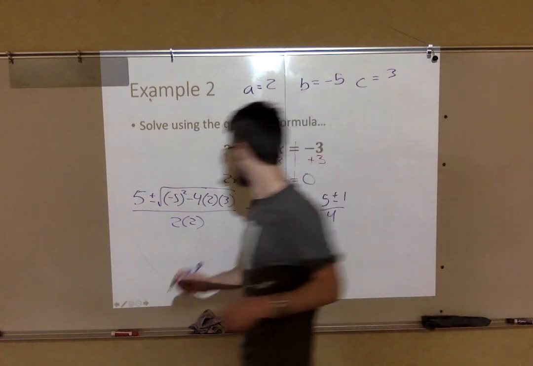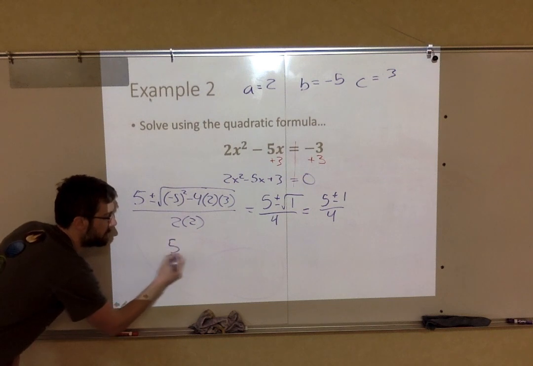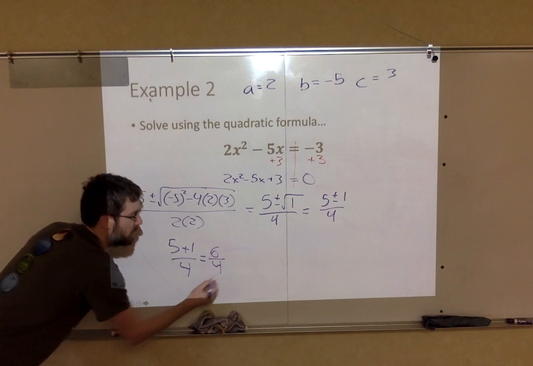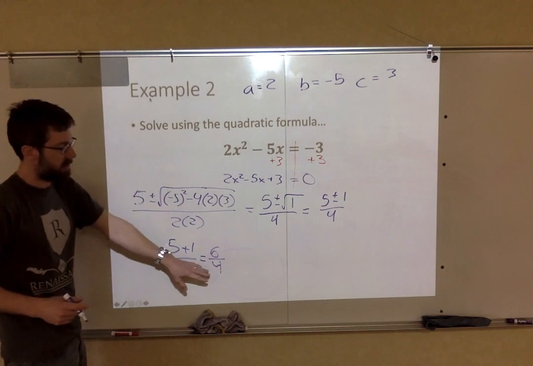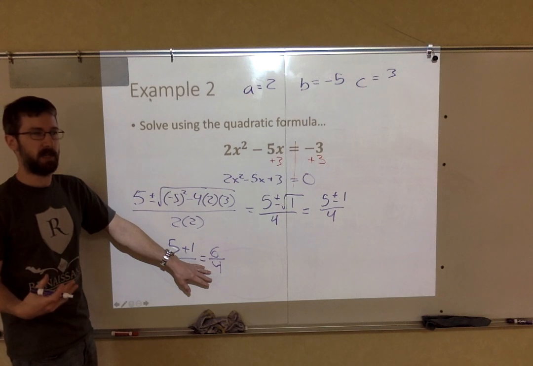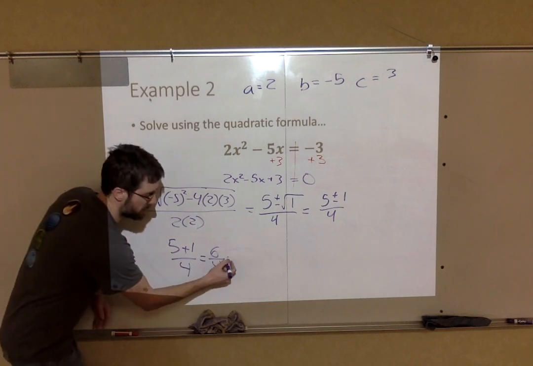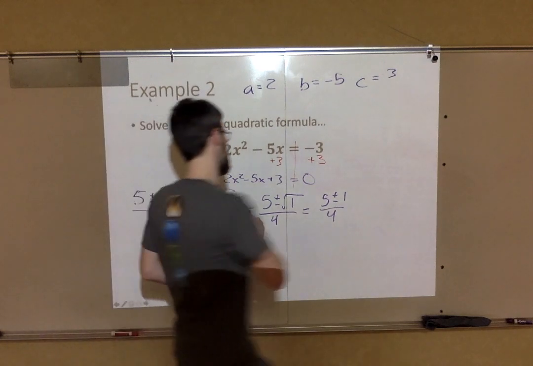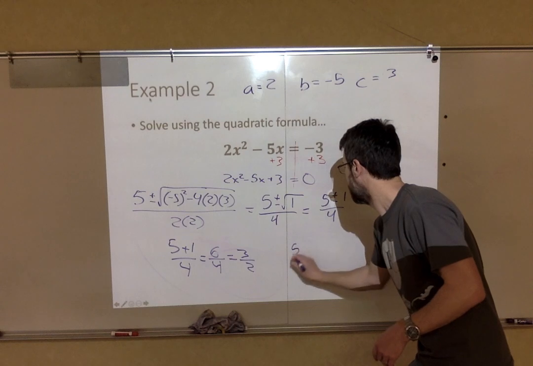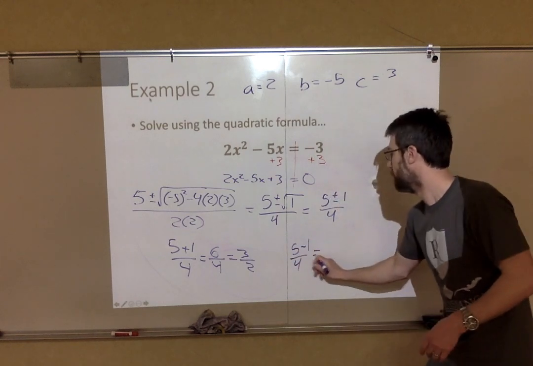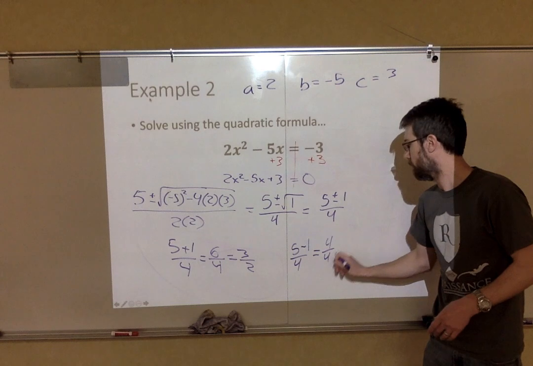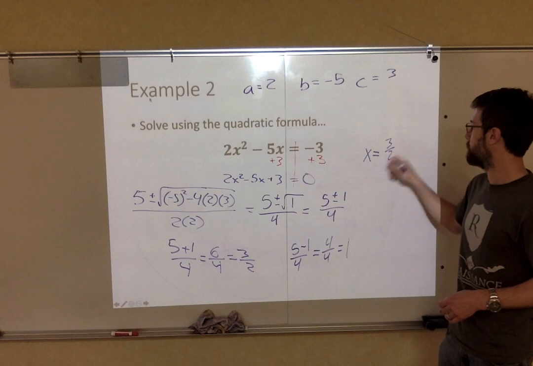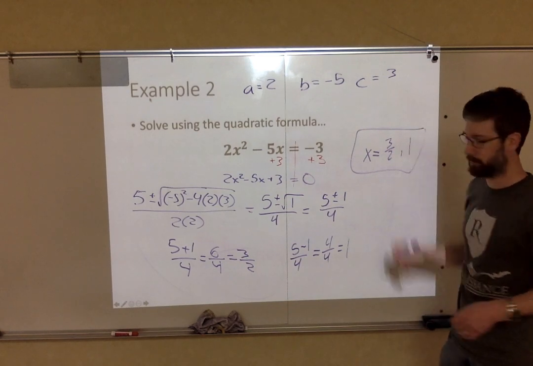So our two answers, one of them is 5 plus 1 over 4, which is 6 over 4, which you could have as 1.5, but I would encourage you to try to answer in an improper fraction. So reducing the fraction, both are divisible by 2. That makes this 3 over 2. And then the second one, 5 minus 1 over 4. 5 minus 1 is 4 over 4, which is 1. So our two answers there, 3 over 2 and positive 1.